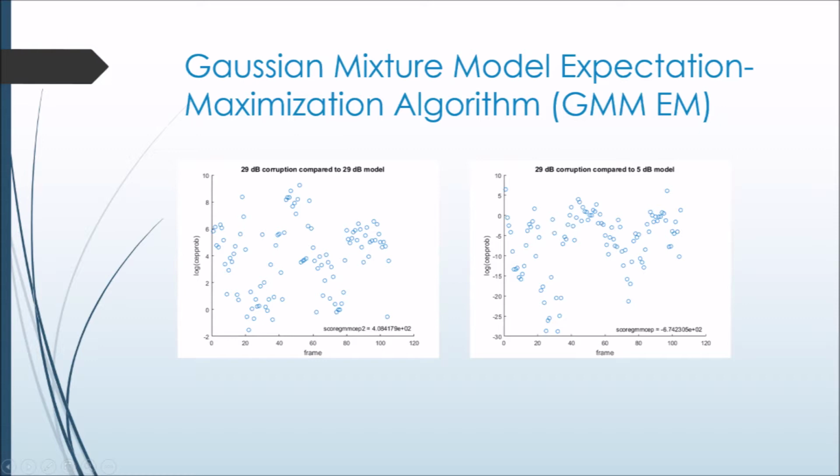Whereas when we compare the speech file to a 5 dB model, if you look in the bottom right of the right-hand figure, the score is very negative. And this shows that there is great distinction between the scores of matching models and incorrect models.